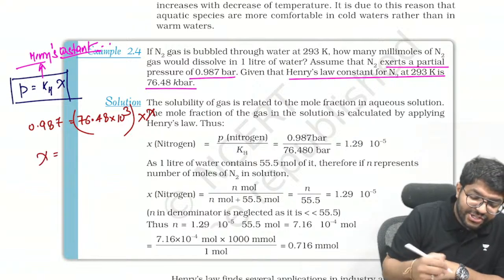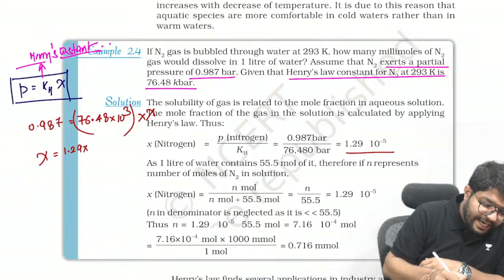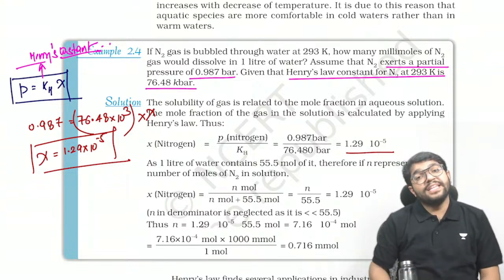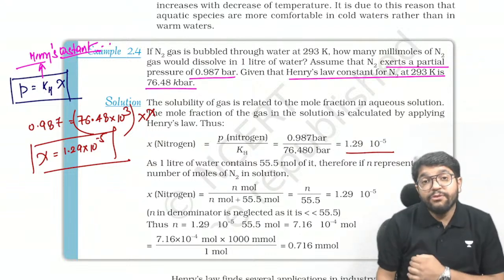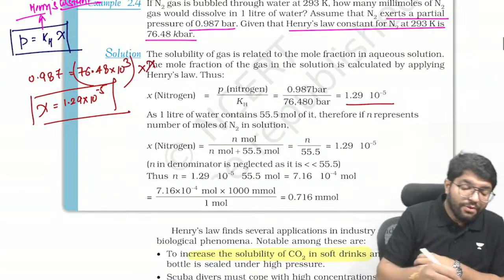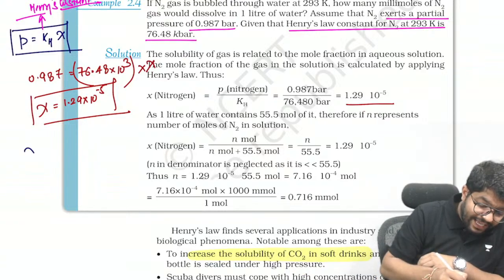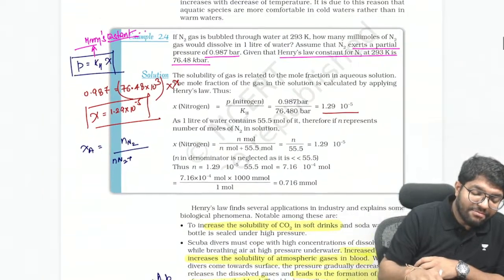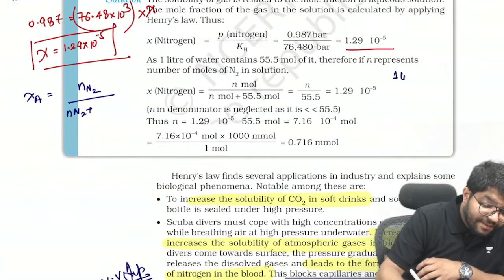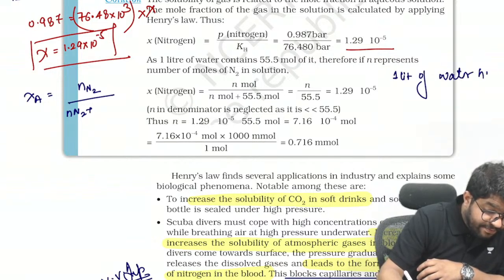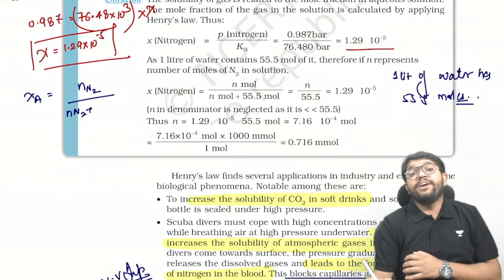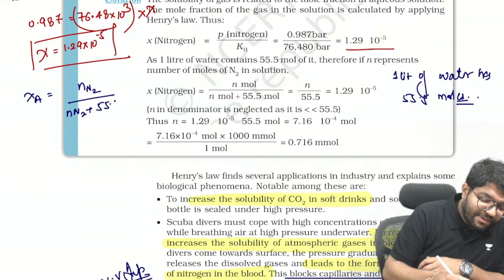And there you get the value of the mole fraction, which is 1.29 into 10 to the power minus 5. This is the mole fraction of N2. Now this is very small. The mole fraction of N2 is moles of N2 upon moles of N2 plus moles of water. 1 liter of water has 55.55 moles. Remember, 1 liter of water has 55.55 moles. So it's N2 plus 55.55.